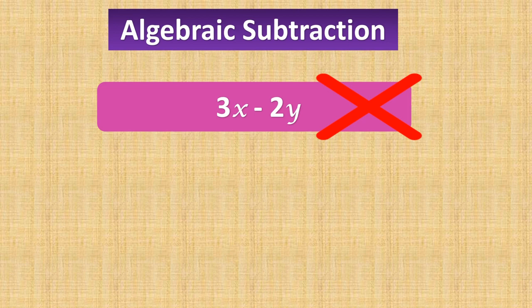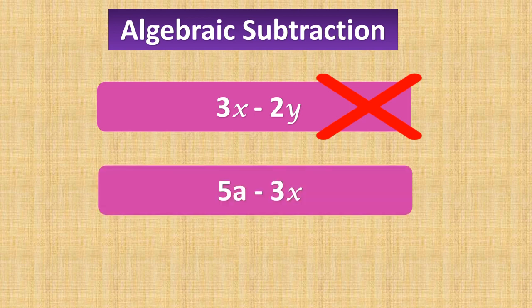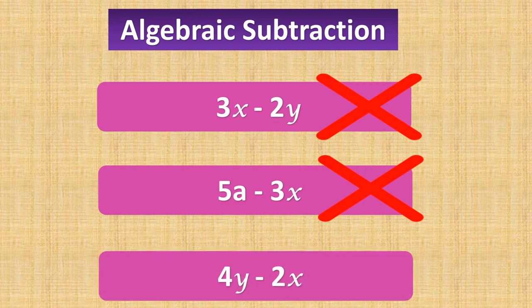Same goes for 5a minus 3x. In the term 5a, the variable is a. In the term 3x, the variable is x. So you cannot subtract 3x from 5a. And the same goes for 4y minus 2x.